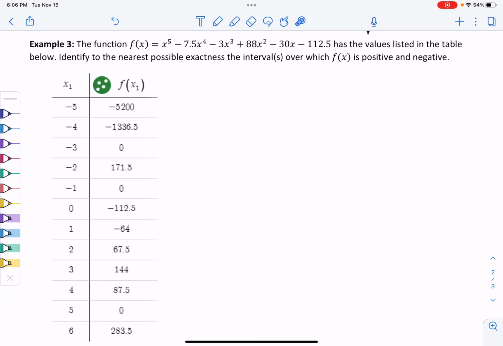Now, we're going to analyze this. As you may have noticed in previous videos if you have watched them, tables are much harder to be exact with when identifying intervals. We're going to do our best though.